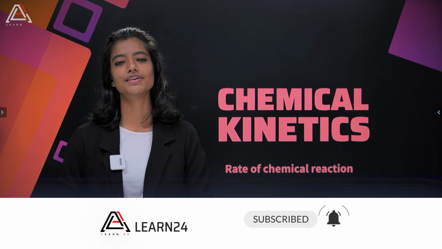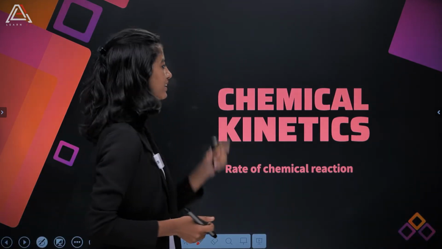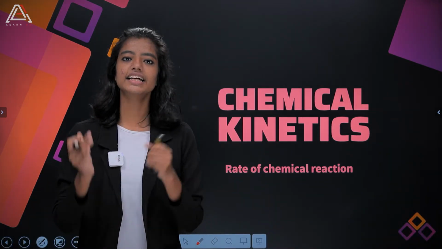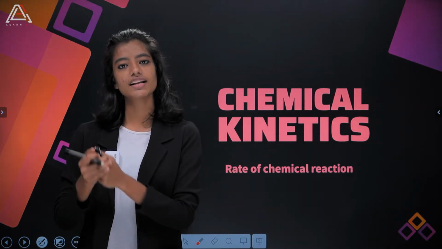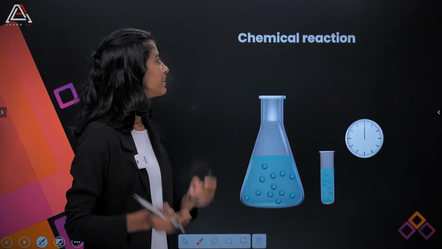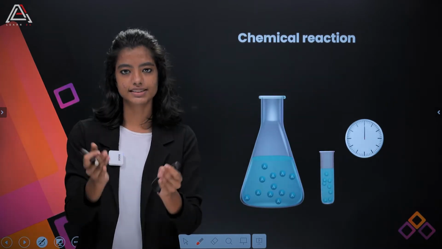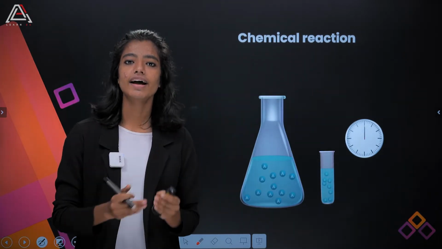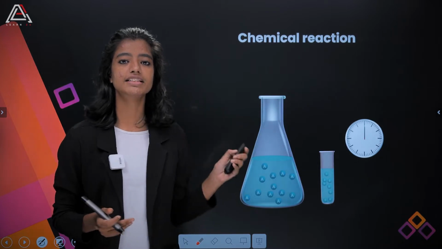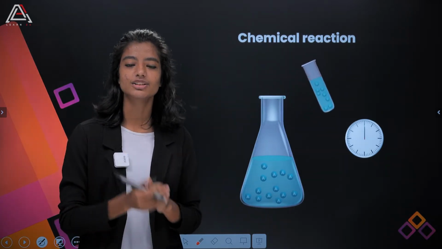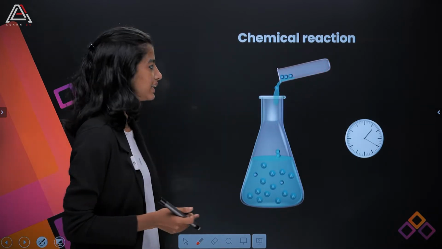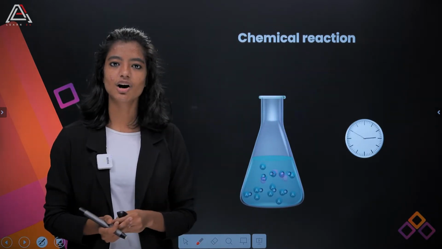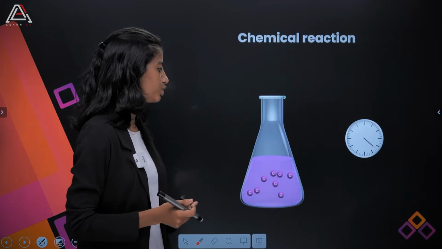From this video, we are going to start our new chapter, chemical kinetics. In this video, we are going to learn about the rate of a chemical reaction. Before that, let me tell you what a chemical reaction is. When two or more reactants with different properties react together to form a new substance with new properties over time, it is called a chemical reaction, right?